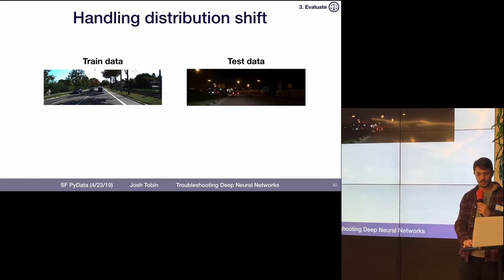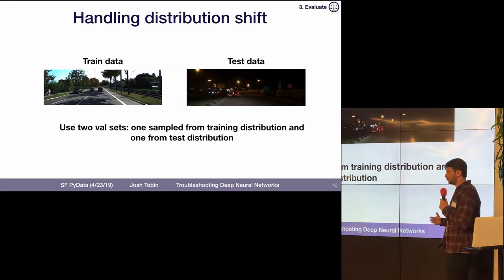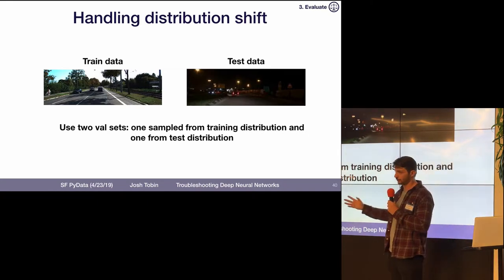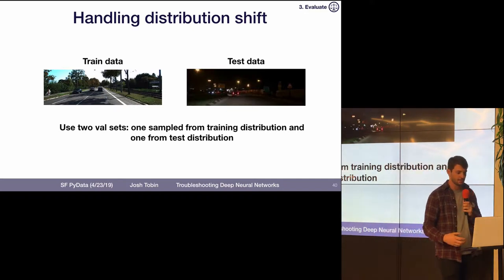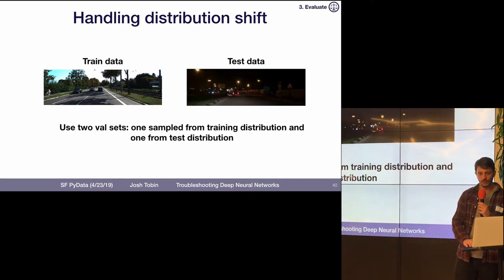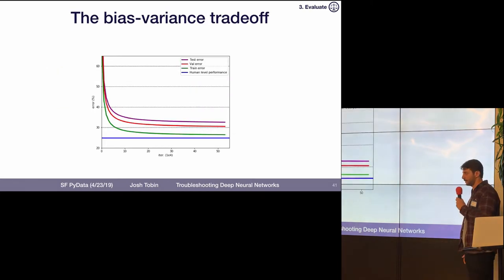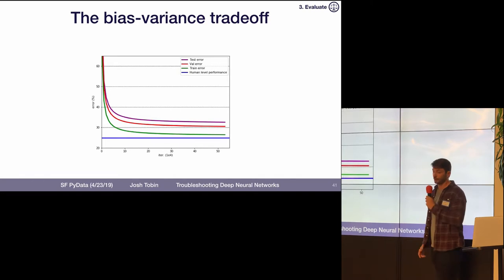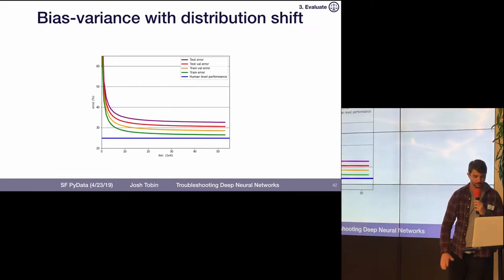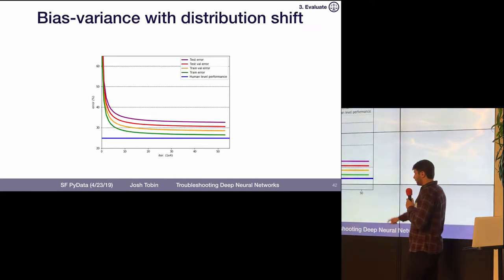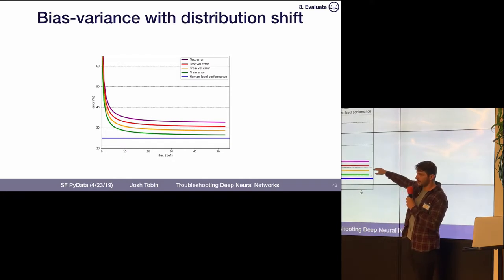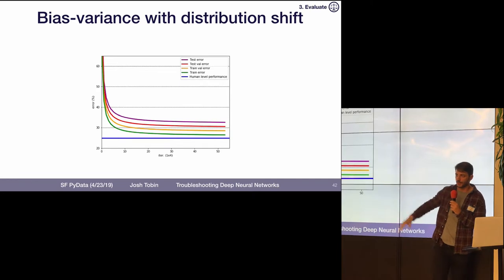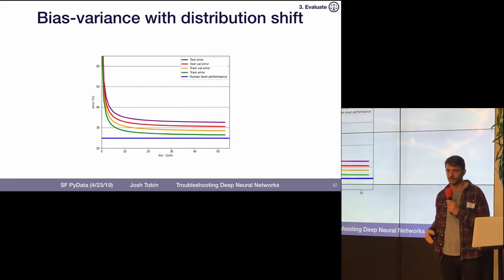The idea here is to use two validation sets instead of one. One is sampled from the distribution of your training data, and the other is sampled from the distribution of your test data. If you add this extra validation set to the learning curves that we have here, it will usually fall somewhere between your training error and your test error. Usually your validation error on your training distribution is slightly worse than your training error, which is slightly better than your validation error on your test distribution.